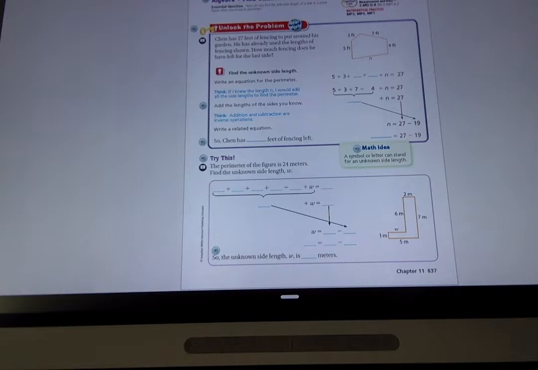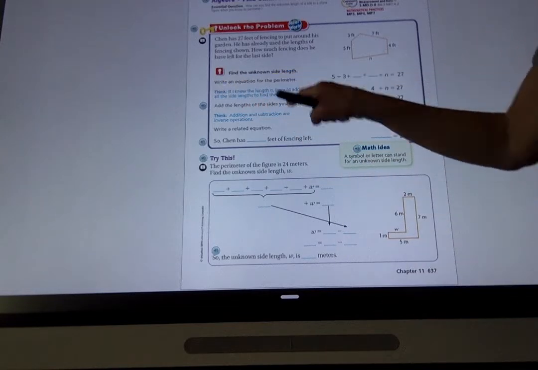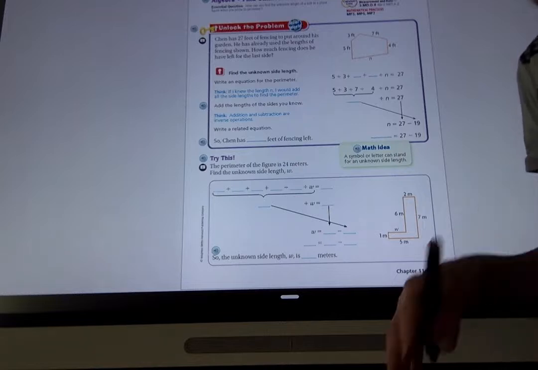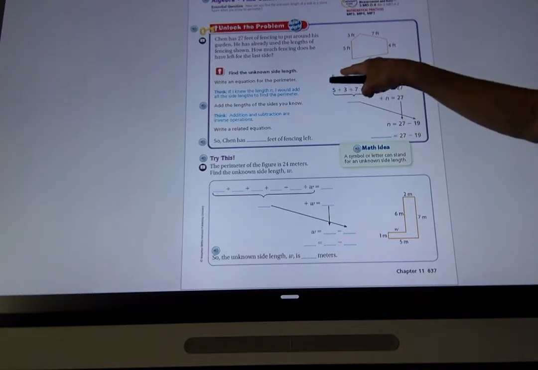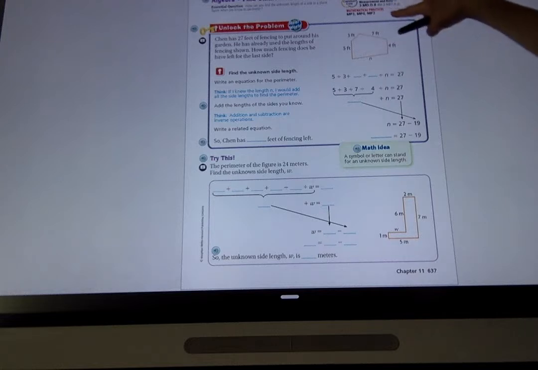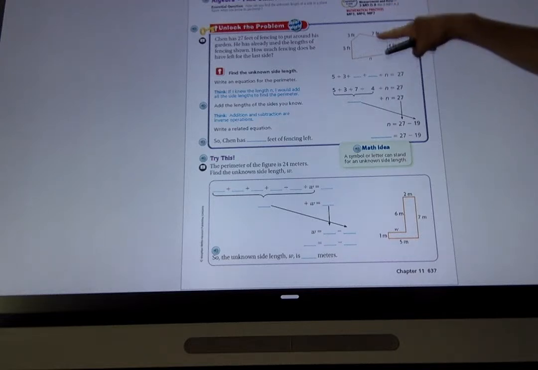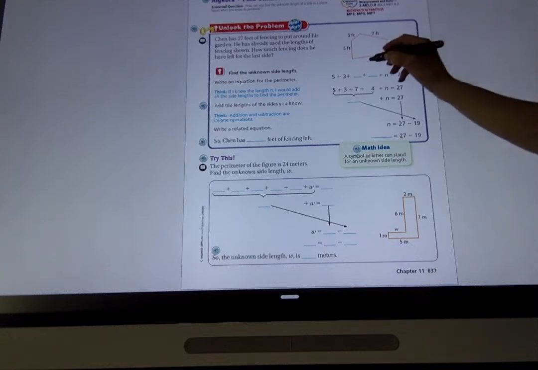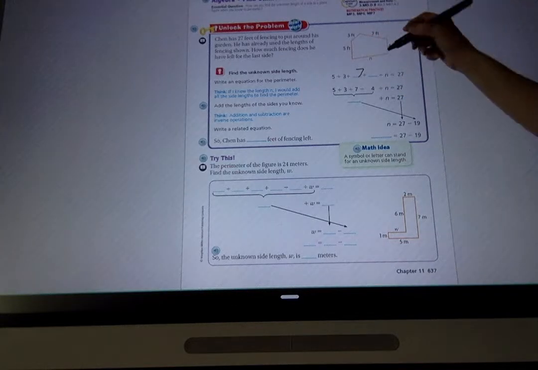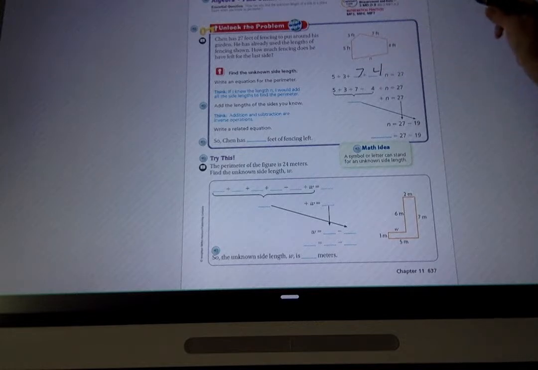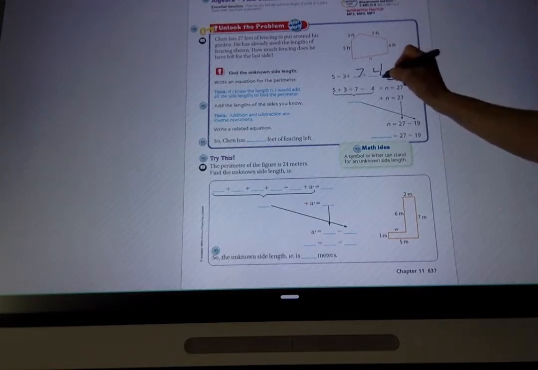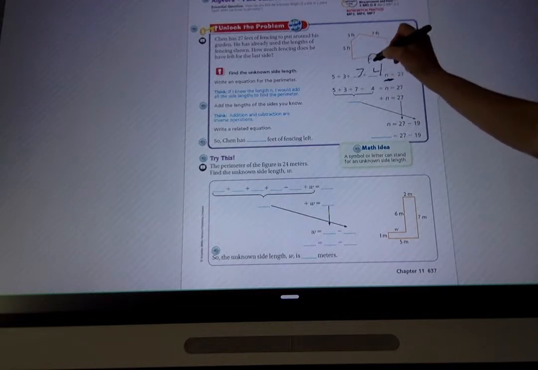Chen has 27 feet of fencing to put around his garden. He has already used the lengths of fencing shown. How much fencing does he have left for the last side? It says write an equation for the perimeter. And remember, an equation is like a math sentence. So here's an equation. We've got 5 plus 3 plus, we know 7 plus 4. Let's write those in. Plus n, that is the unknown. That's this.